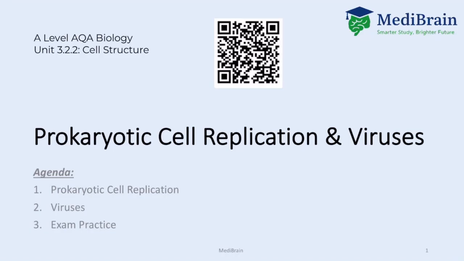Okay, so last lesson we looked at mitosis, and we looked at some exam questions with mitosis, and the lesson before we looked at cell fractionation, and we've basically come to the end of this unit. This is the last topic in this unit, and it's about prokaryotic cell replication. So we've looked at eukaryotic cell replication. We're going to have a look at prokaryotic cell replication now.